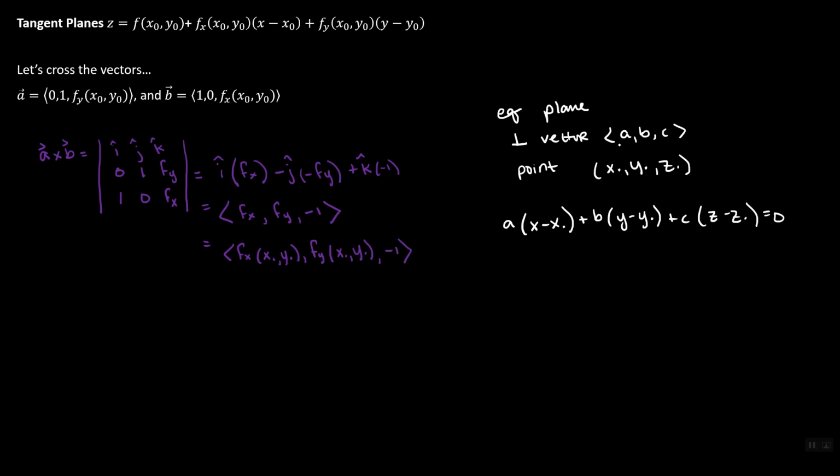The perpendicular vector is what we have in purple over here, where the f partial with respect to x, evaluated at x0, y0, that's our A. F partial with respect to y, evaluated at our point, is B, and then -1 is C. So let's go ahead and plug those into our equation of the plane.